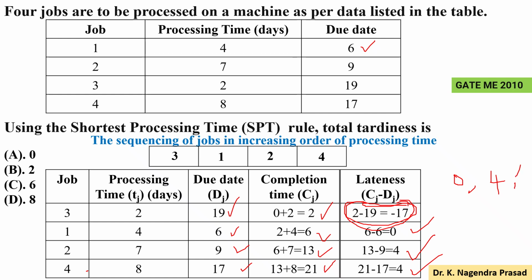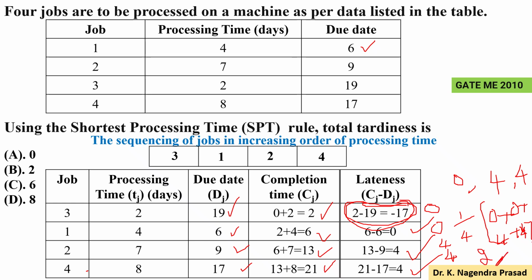Then I have to take the average, that is 1 by 4 times. For the negative value, I have to consider 0 only. So here 0, 0, 4 and 4. Then I have to take the average: 1 by 4 into 0 plus 0 plus 4 plus 4. So here it is 8 by 4, that is 2.